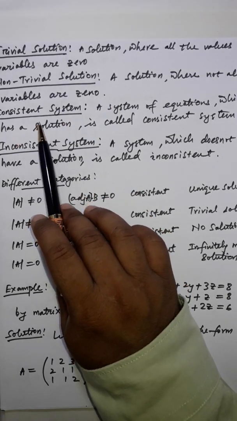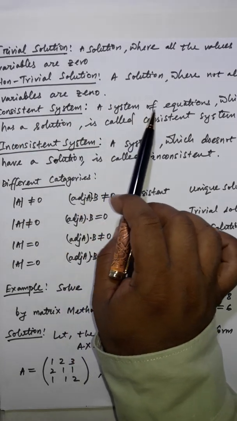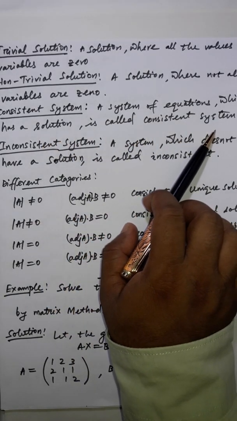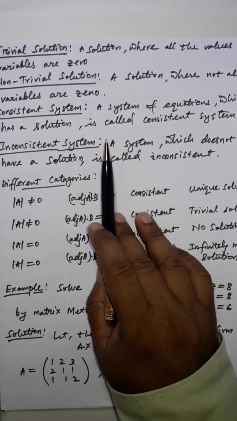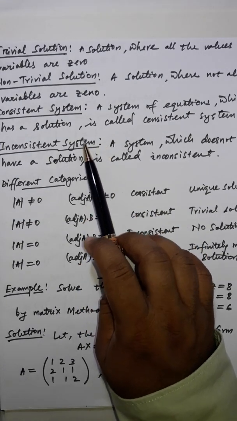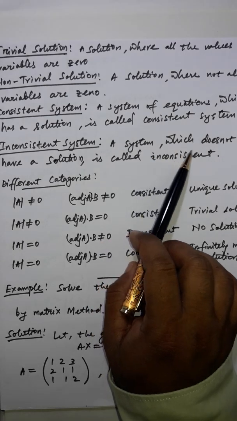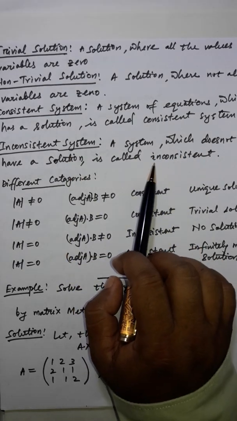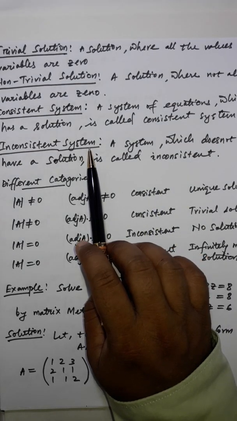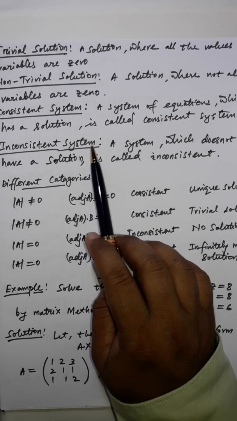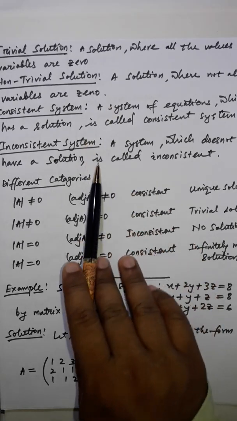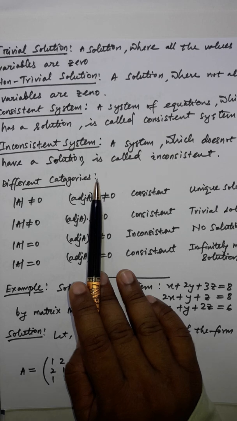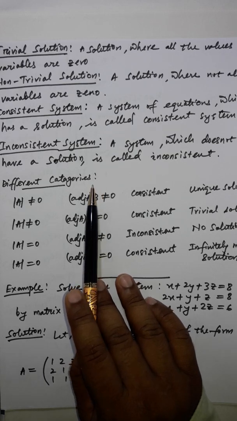Okay. Now consistent system: a system of equations which has a solution is called a consistent system. If a system of equations has a proper solution, then it is called a consistent system, and if a system does not have any proper solution, then it is called an inconsistent system. Okay friends, these names that we have learned are going to help us in the further study of the matrix method in solving systems of equations.